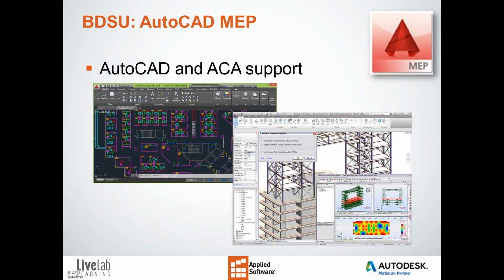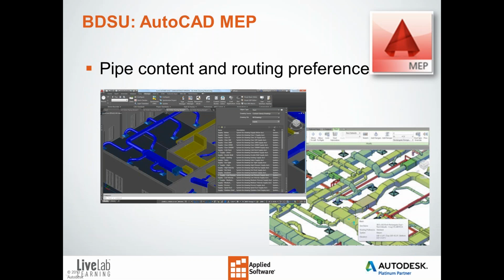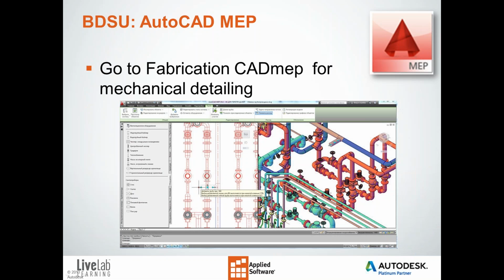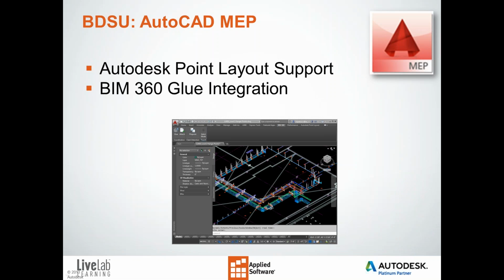With AutoCAD MEP, I can open, view, edit, and plot vanilla AutoCAD files and AutoCAD Architecture drawings. I can use routing preferences for slope piping. And I can take my AutoCAD MEP design model and map it to Fabrication CADmep to create a very accurate constructible model with all the components that are part of that system. And again, I can push my AutoCAD MEP model to the cloud with the click of the BIM 360 Glue button.